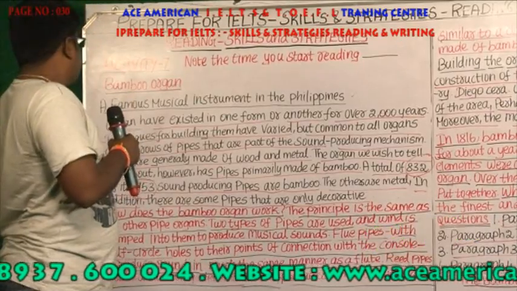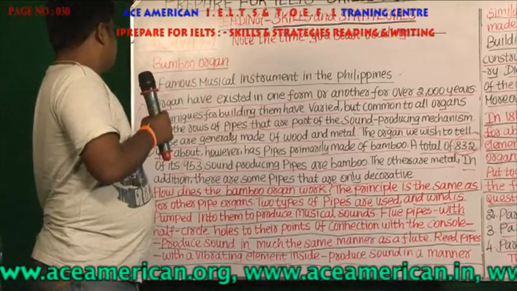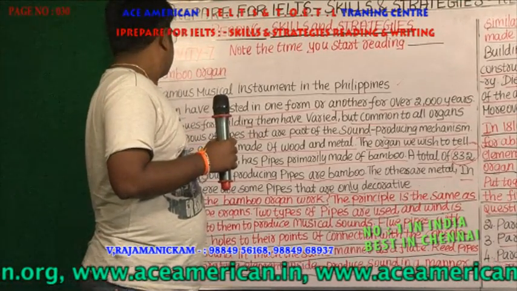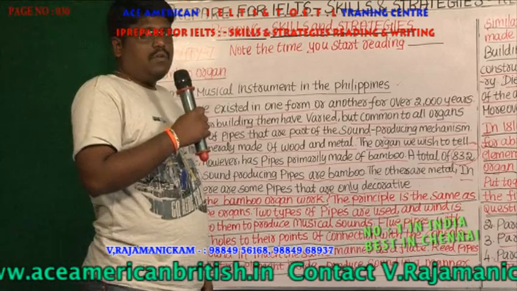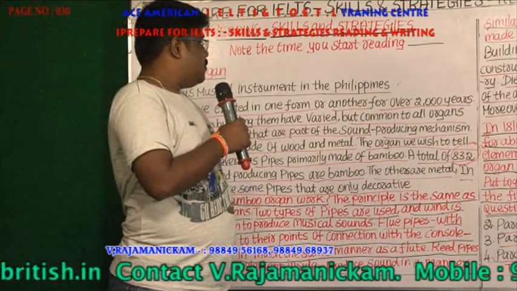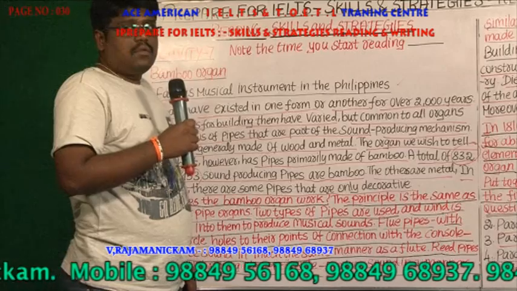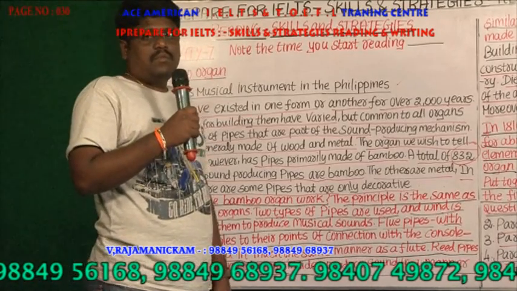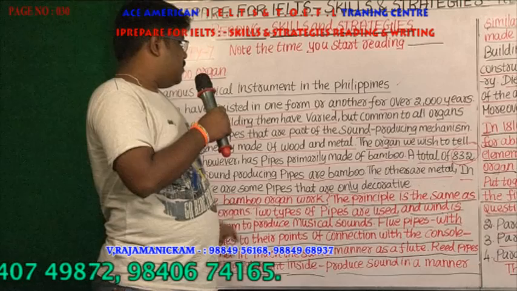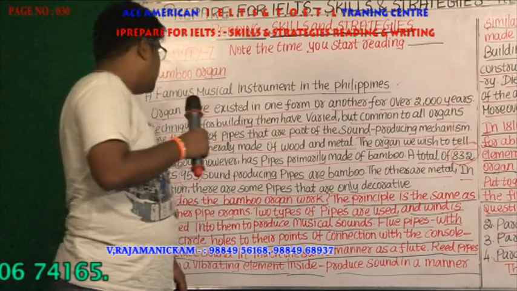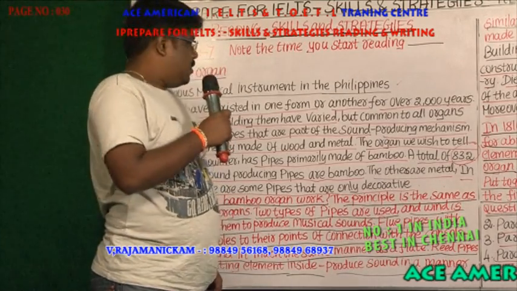In this passage, the first paragraph talks about the musical instruments used in the Philippines, which were used before 2000 years. First, the organ as a musical instrument is made of bamboo. In this instrument, 832 bamboo pipes are used, and other metal instruments make up the 953 pipes in total, and some of the pipes are used for decorative purposes.